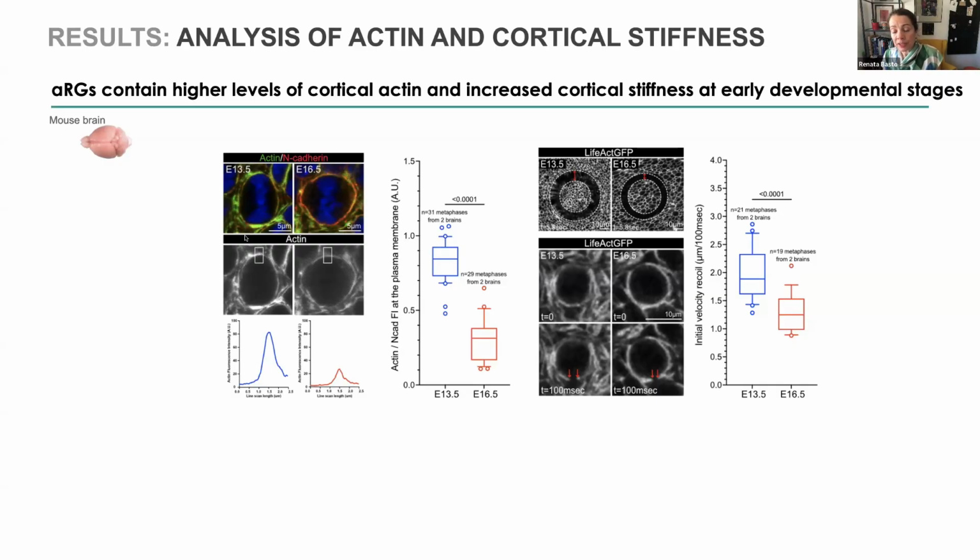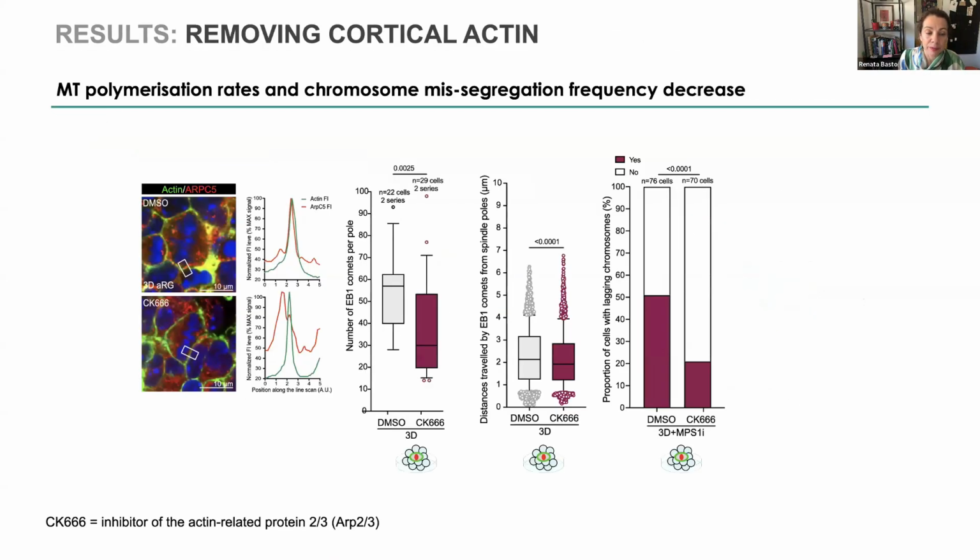And so if there's more actin at the cortex, could this actually be influencing the way the cortex itself is behaving? And to test this, we go with a very sharp laser so that we can do a very tight laser cut and see the recoil velocity after the cut. This is done with the purpose of having measures of relative tension. And you can see that this is very different between E13 and E16, suggesting that the cortex at E13.5 is actually stiffer than at E16.5.